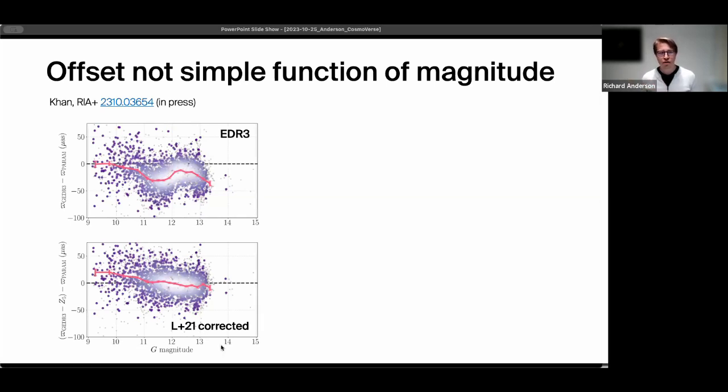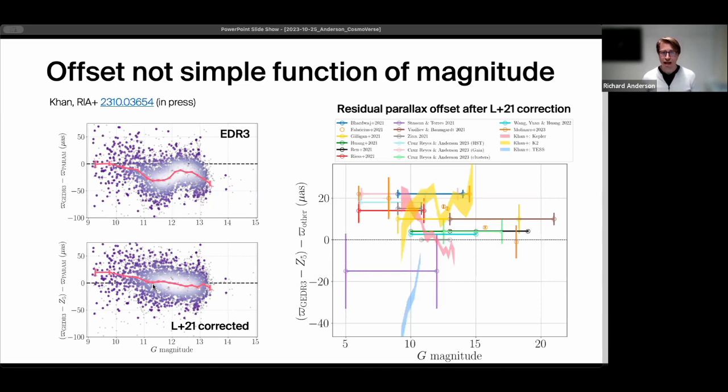Now, if you apply the Lindgren corrections here, you will see that in this magnitude range between 11 and 13, the parallax offset is essentially 0. So there's no residual parallax offset here. However, it comes at the cost of a residual parallax offset at the bright magnitudes, which was 0 prior to doing that correction. And thanks to the sky coverage that we have from the asteroseismology, we can then do this for different regions. The blue here, for example, is the test field. Red is Kepler. Yellow is the band along the ecliptic plane I showed earlier.